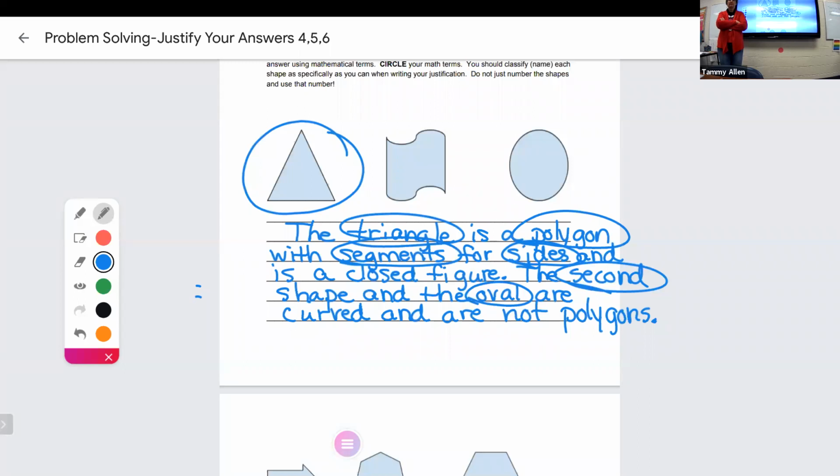Do we not have to list the differences like we did last time? We did. The triangle's a polygon, and we described what a polygon was. The difference is that these two are curved and not polygons. Yeah, what I'm saying is we didn't list it in the triangle like we did last time. We did that last time so you guys could start seeing. Oh, okay. Does that make sense? To be helpful information. Okay? All right?